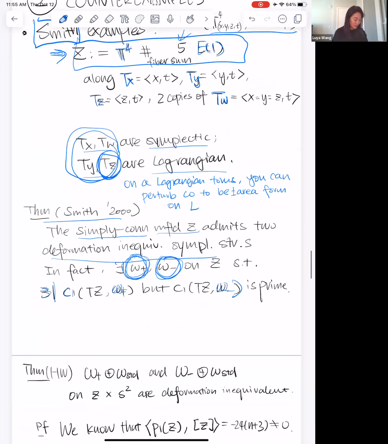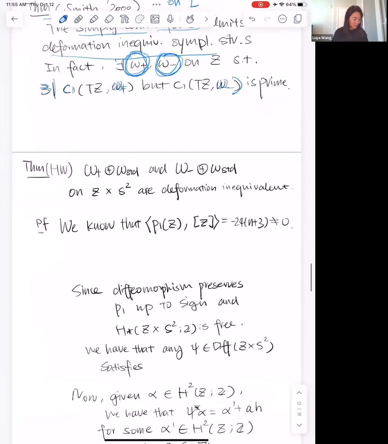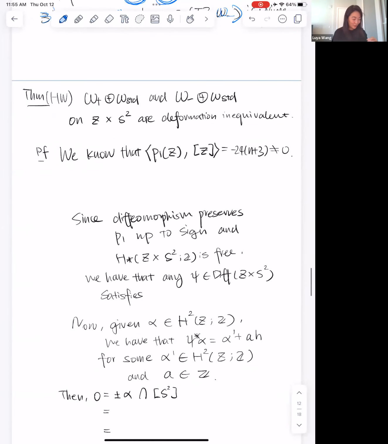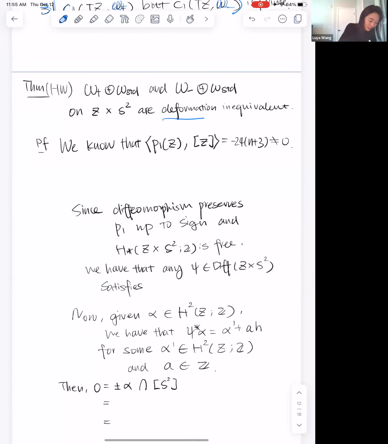Okay, so these are his examples. Our job is just to see that when you stabilize them, they're still deformation equivalent. So Z is his example, and we're stabilizing with S2. Okay, so how do you prove that?